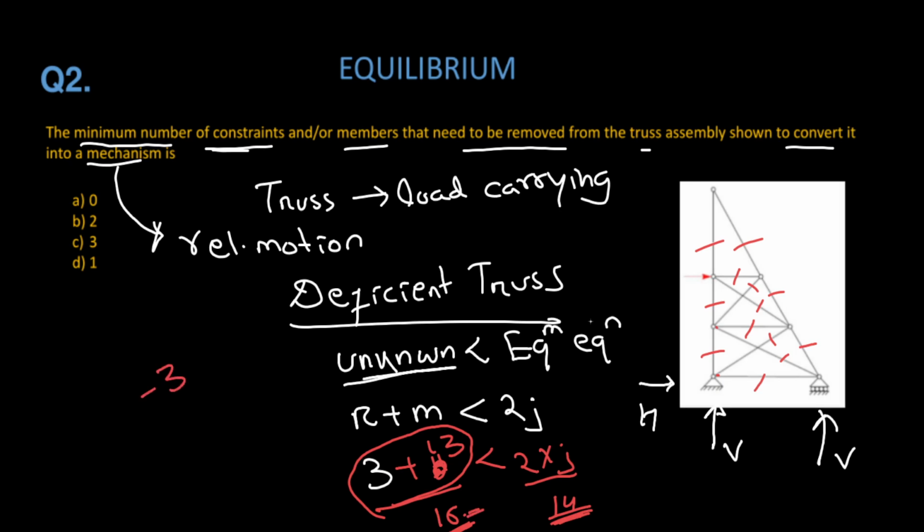So we need to remove 3 members from this truss so that it will be a machine. So this will be the answer. Okay, option C.